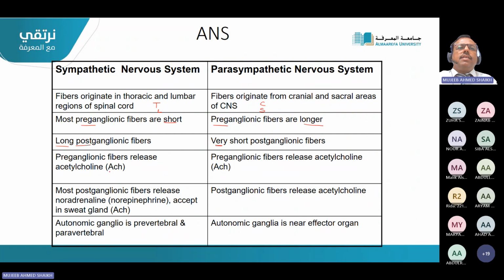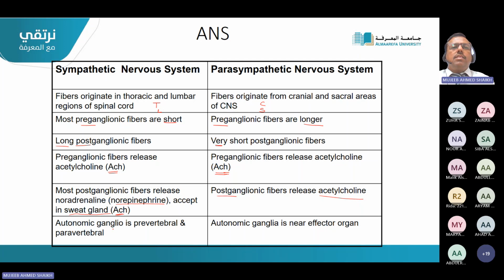Preganglionic fibers secrete acetylcholine in the sympathetic system, and in the parasympathetic system the preganglionic fiber also secretes acetylcholine. So both preganglionic fibers, sympathetic as well as parasympathetic, secrete acetylcholine. Postganglionic fiber in the sympathetic system most of the time secretes norepinephrine, 99% of the time. Only 1%, those nerves going to the sweat glands, secrete acetylcholine. In the parasympathetic there is no problem: postganglionic fibers all secrete acetylcholine.